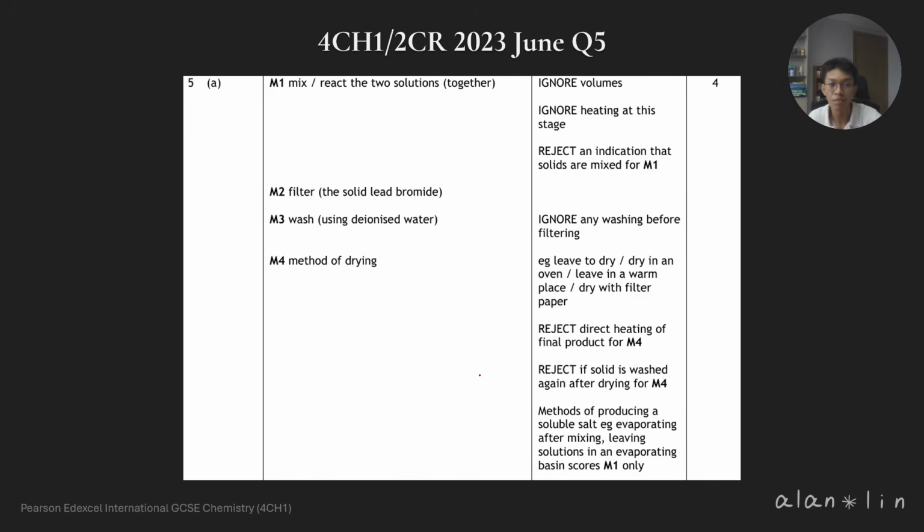And this is the mark scheme. The key points, guys: mix, filter, wash, dry. And of course, mark point 4 asks you the detail of drying. So you can't just say dry. You'll have to say leave to dry in a warm oven, in a warm place, etc. So dry, the word on its own is not enough. So you need to give some details if you want to bank 4 marks, which is why I suggest writing the details even if the mark scheme doesn't include that, because being complete makes sure that you will always bank 4 marks even if the mark scheme goes on to demand the details.